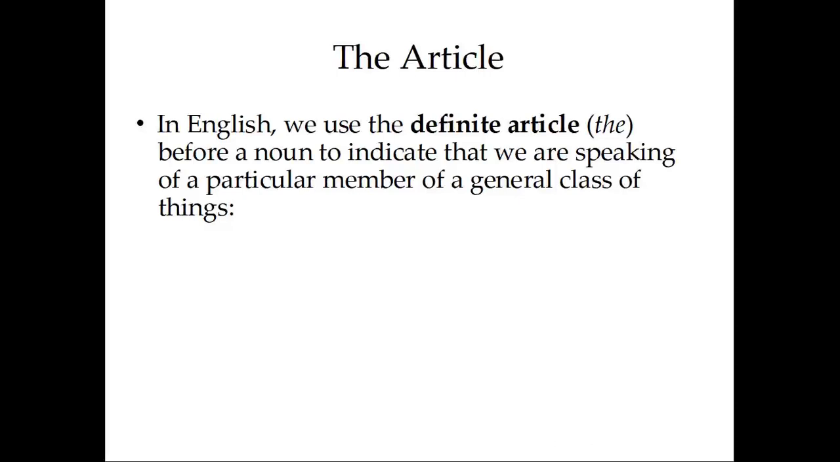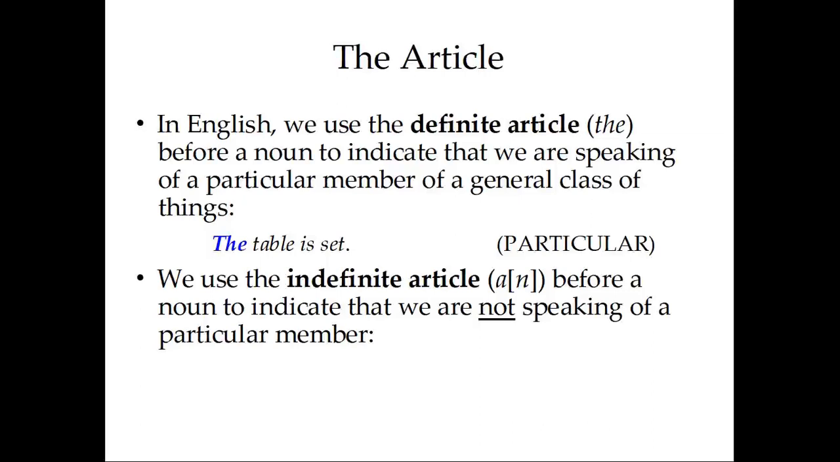The article. In English, we use the definite article, the, before a noun to indicate that we are speaking of a particular member of a general class of things. So we're talking about a particular thing, but there have to be more than just one of this thing. For instance, the table is set. I'm talking about a particular table, not just any table, probably the table at my house, but also there have to be more than one table in existence. Otherwise, it wouldn't make sense to use the definite article. We wouldn't need it. It would just be a proper noun, probably.